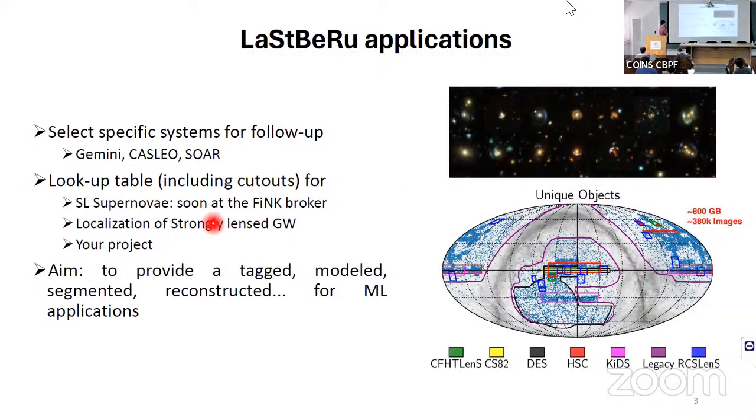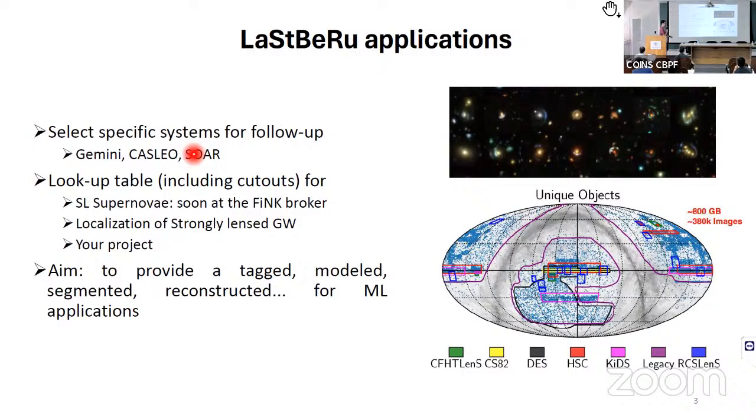Another thing that I want to highlight is that we want to use the whole sample for lookup tables. For example, if a broker gets an alert of a transient, we want to cross-match this alert with the LASBERU objects and see if there is any hint of a strongly lensed object.